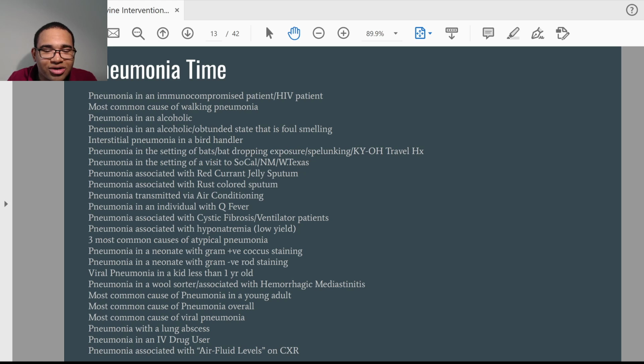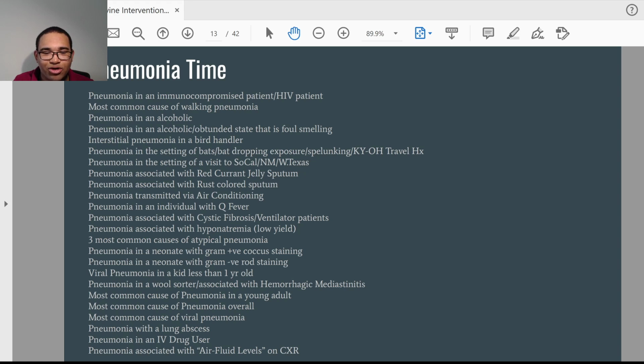Pneumonia associated with air transmitted via air conditioning, or again, waterfall, business conference. That's Legionella, right? And then pneumonia in an individual with Q fever, right? That's Coxiella burnetii, right? And then pneumonia associated with cystic fibrosis and in ventilator patients. What is that? So again, if you're less than 20 years old, especially CF, think about Staph aureus, especially MRSA. But if you're greater than 20 years old, think about Pseudomonas aeruginosa.